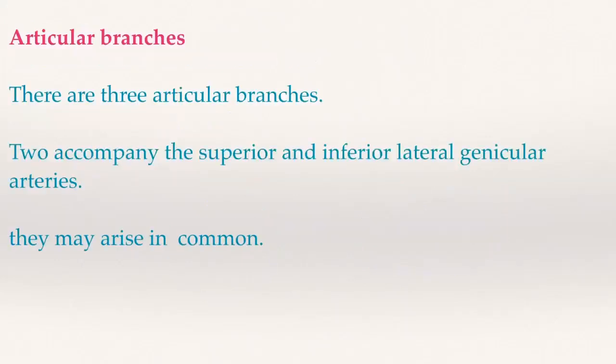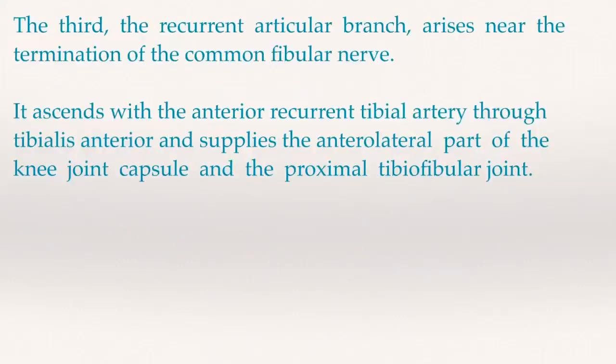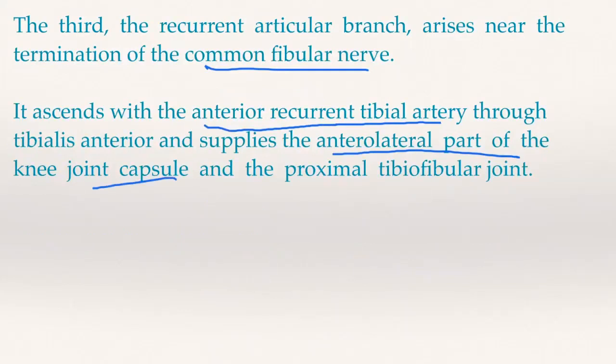There are 3 articular branches. 2 accompany the superior and inferior lateral genicular arteries. They may arise in common. The third recurrent articular branch arises near the termination of the common fibular nerve. It ascends with the anterior recurrent tibial artery, because the recurrent artery arises, if you remember, in the genicular anastomosis, through tibialis anterior and supplies the anterolateral part of the knee joint capsule and the proximal tibiofibular joint, right?